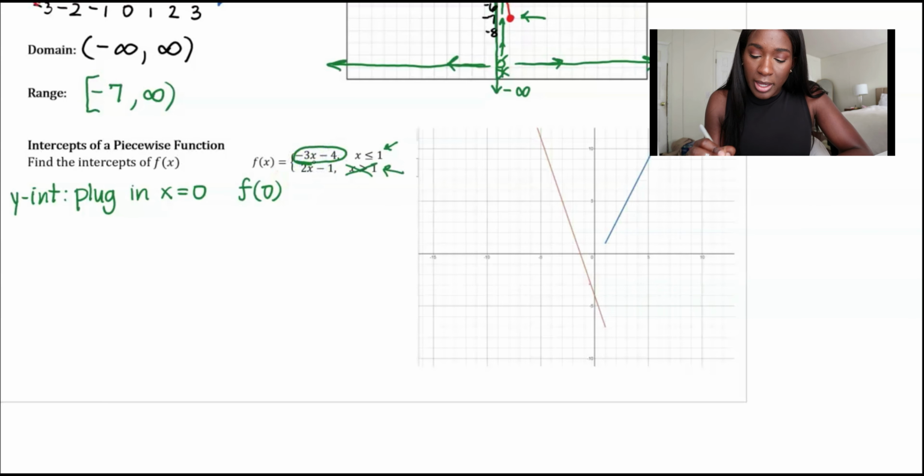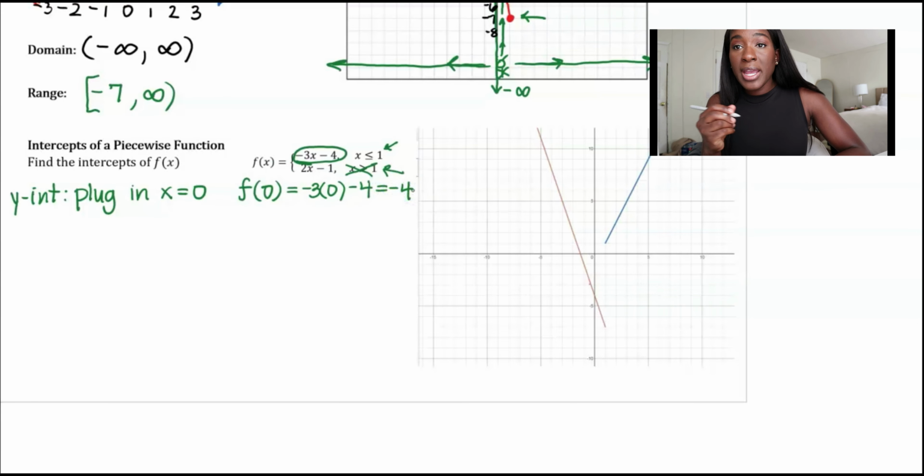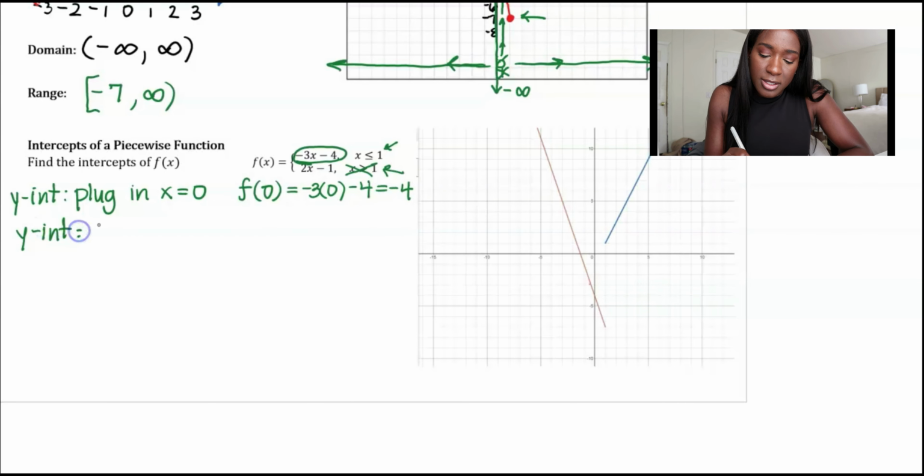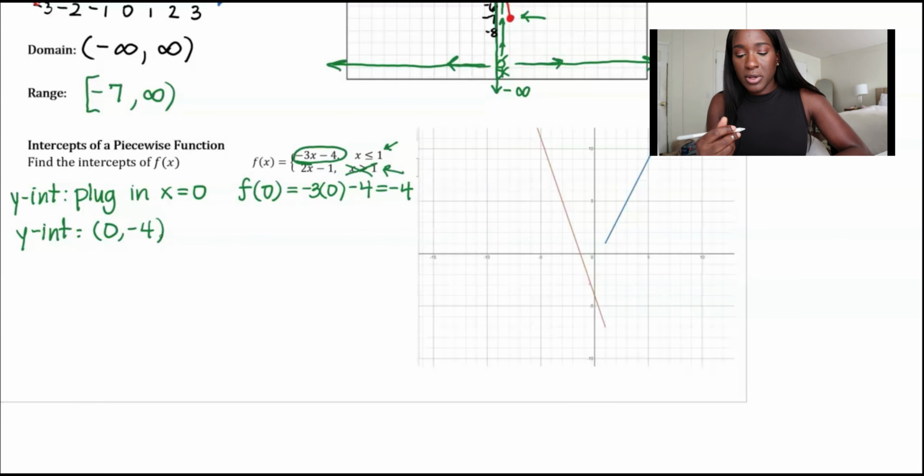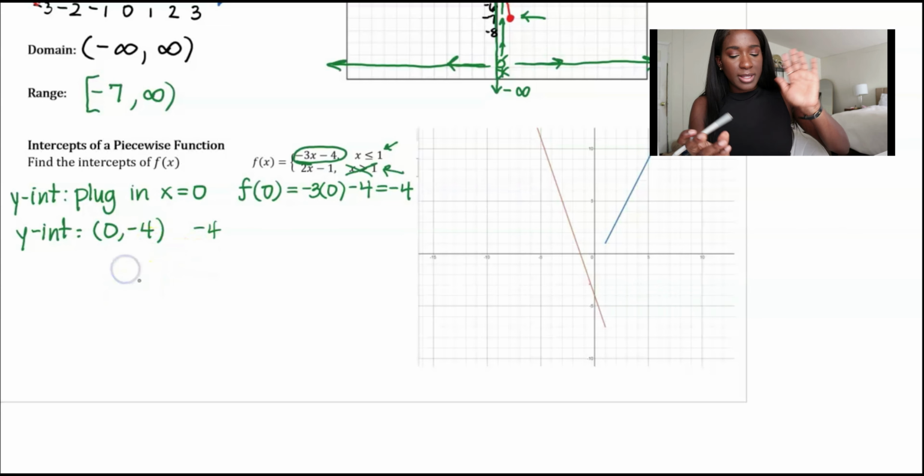So I'm going to plug in 0. So I have -3 times, replacing the x with 0, minus 4. That comes out to give me -4. So the y-intercept of this function, depending on how you write this, is the point (0, -4). The x-coordinate was 0, the y-coordinate is -4. Some people just say the y-intercept is -4. I'm particular, I think intercepts are points, and so I write it as a point, but that's what it is.